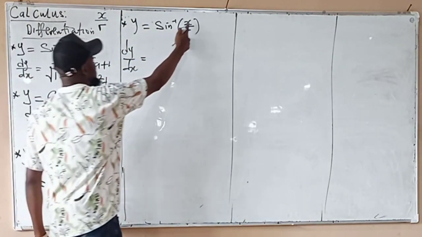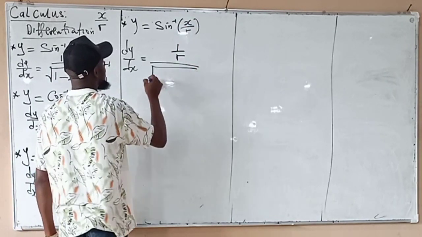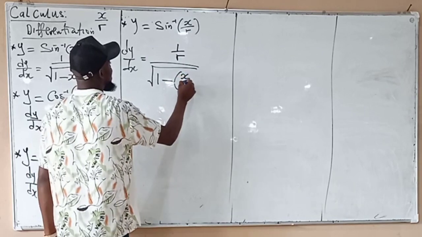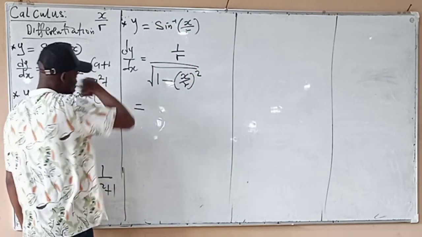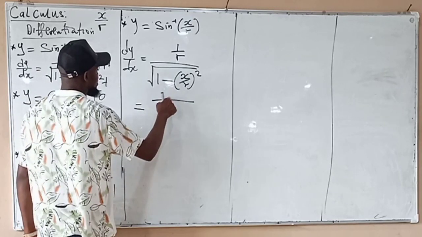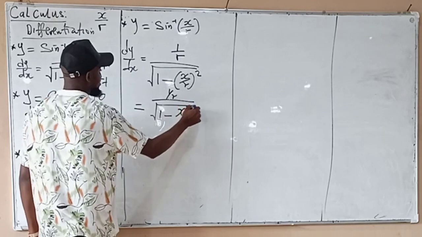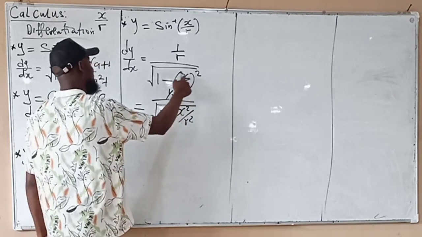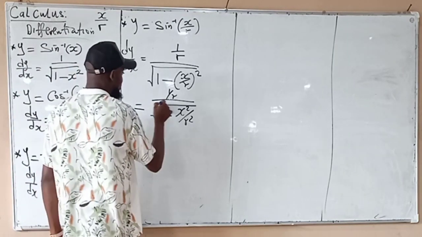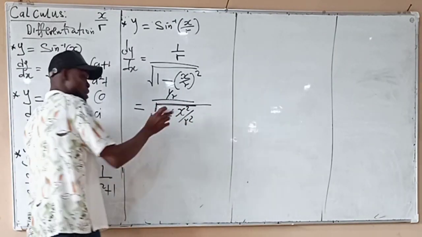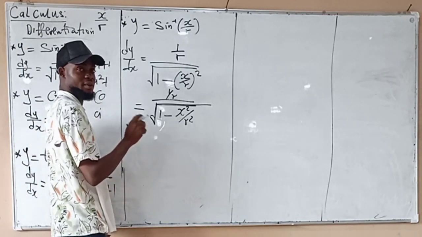So differentiating x, we will have 1, and leave the denominator over the square root of 1 minus x over r, squared. So we will have something like 1 over r first, all over the square root of 1 minus x squared over r squared. Now we want to linearize this so that everything will be very okay.